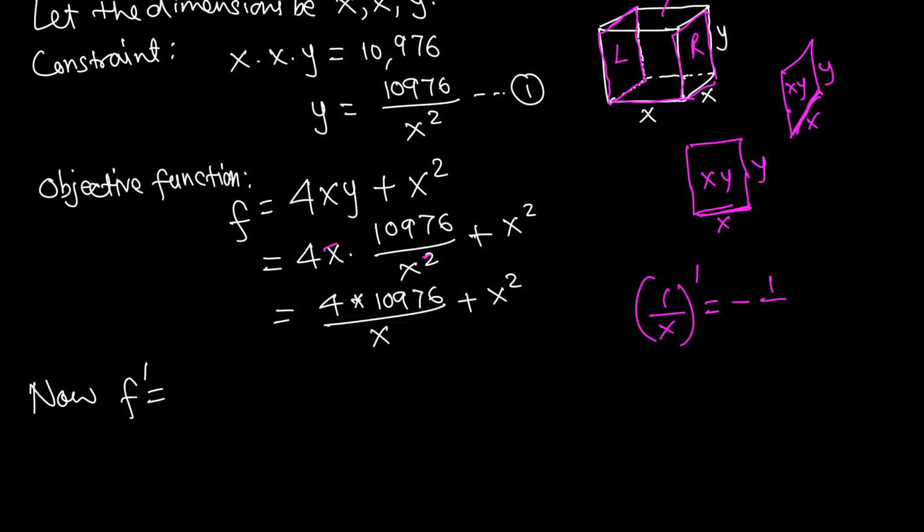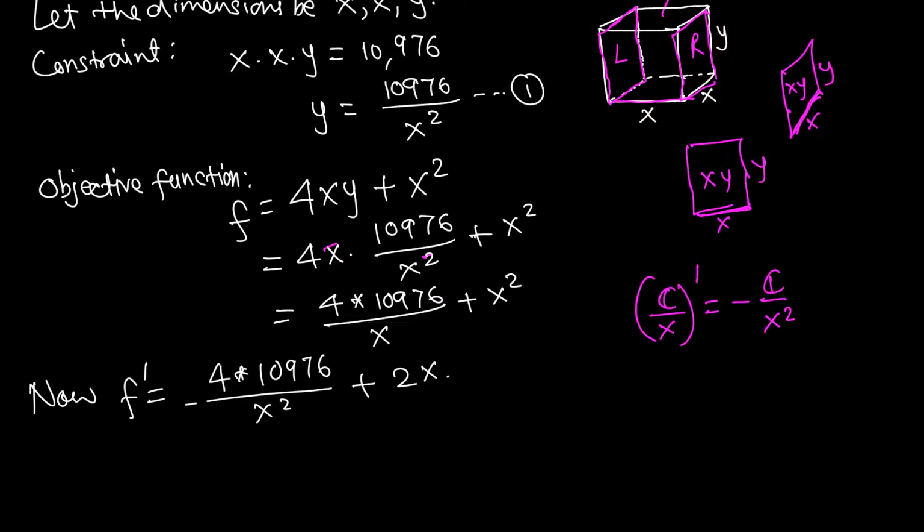It's gonna be -1 over x squared. So the derivative, if we have some constant on the top, some number, that number is here, just constant over that x squared. So in this case, the derivative is this constant, 4 times 10,976 over x squared with negative sign. That's the derivative, plus derivative of x squared is 2x. So we have the derivative.